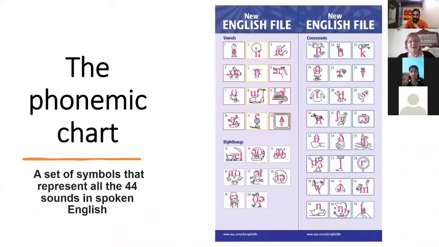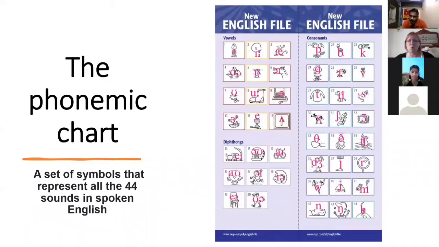Okay, great. All right, so we're going to talk about pronunciation. And I don't know if you are familiar with this, but this is the phonemic chart, okay? And it's basically a set of symbols that represent 44 sounds in spoken English, okay? And you can see that we have vowels at the top, right, top left, we have diphthongs below, and we have consonants, okay? So these are all the 44 sounds in English.